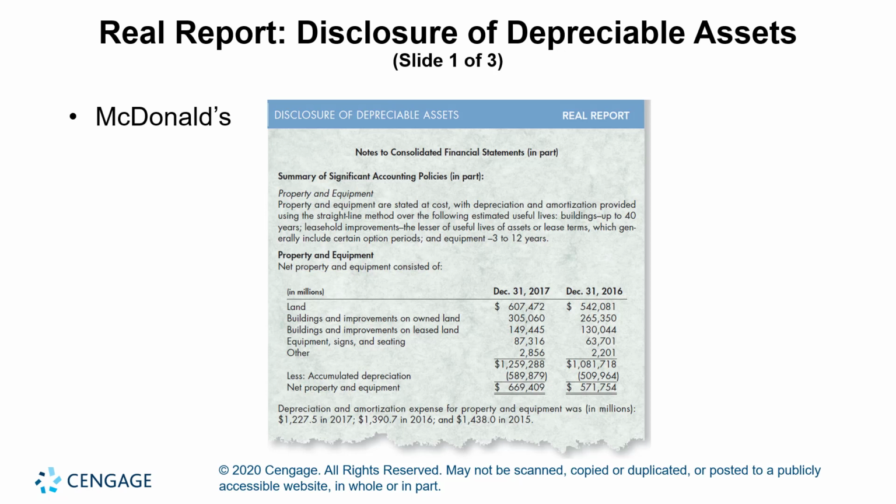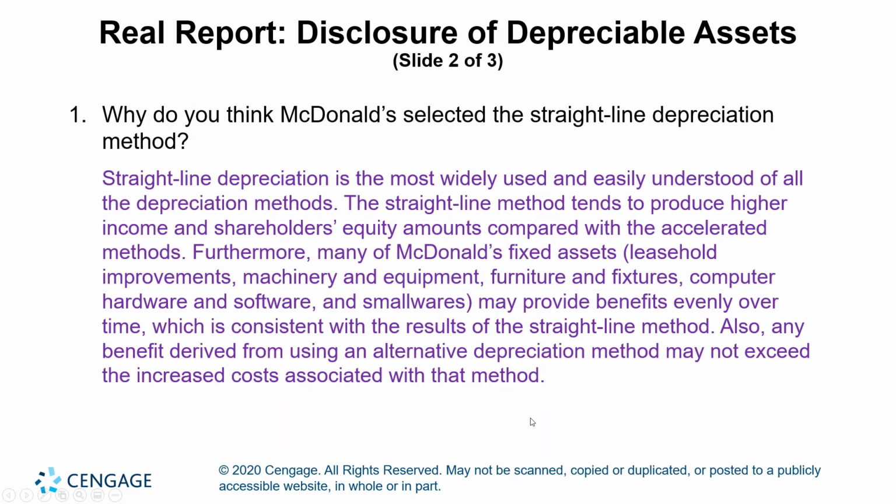So why would McDonald's select the straight line method? Straight line is the most widely used and easily understood of all depreciation methods. The straight line method tends to produce higher income and shareholders' equity amounts compared to accelerated. Furthermore, many of McDonald's fixed assets, leasehold improvements, machinery and equipment, furniture and fixtures, may provide benefit evenly over a lifetime, which is consistent with straight line.